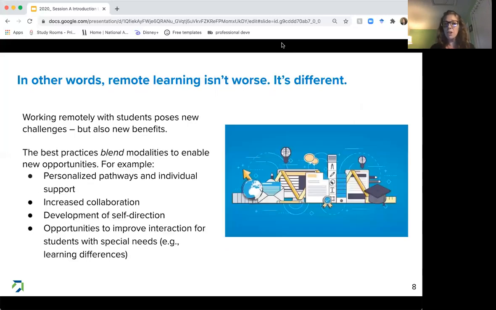In other words, remote learning isn't worse, isn't better, it's different. And so working remotely with students poses new challenges, but also new benefits. Some of those benefits achieved through a blend of different modalities can include offering more opportunities for personalization and individual support, increasing opportunities for students to collaborate on work, development of skills for self-direction that might not be able to be developed within a traditional classroom setting, and then actually opportunities to improve interactions for some students who may come to the classroom with special needs.